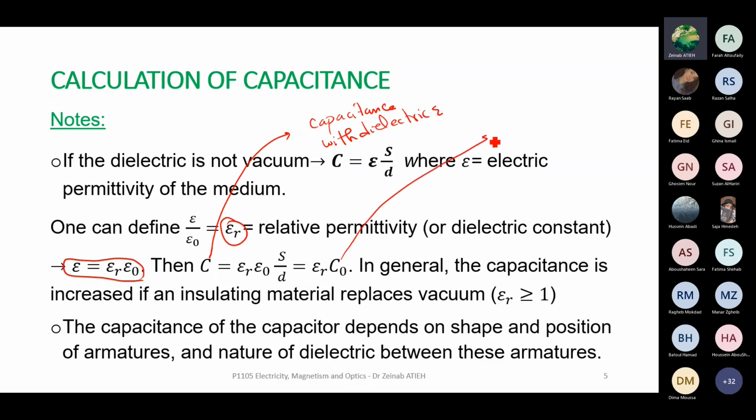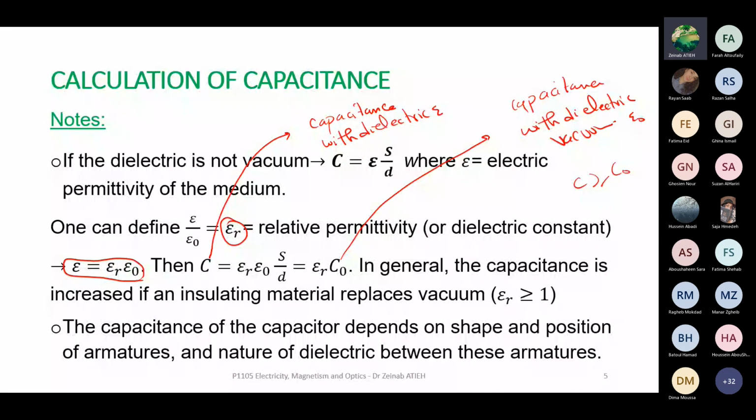Here C0 is the capacitance with vacuum or air, epsilon 0. So you can see that C equals epsilon r times C0 and epsilon r is greater than 1. So it's obvious that C is greater than C0. So a capacitor with a material other than vacuum has a larger capacitance.